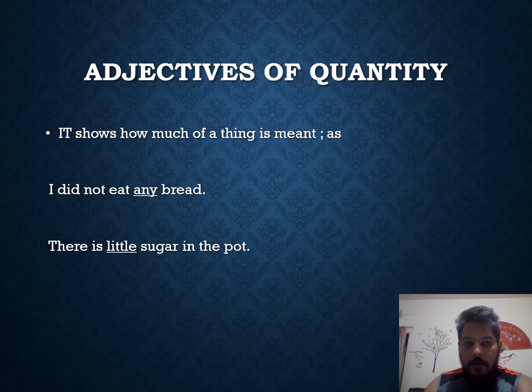Adjectives of quantity. It shows how much of a thing is meant. For example, I did not eat any bread. There is little sugar in the pot. So here any and little are describing the quantity of the amount of bread and sugar.